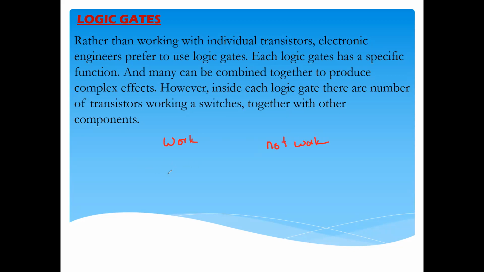If a circuit is working, we say the circuit is on, and if the circuit is not working, we say the circuit is off. Or we can also say that when a circuit is working it is 1, and when a circuit is not working it is 0. So the logic of a circuit can be on and off. That's why you will find some switches, instead of on and off, marked 0 and 1.